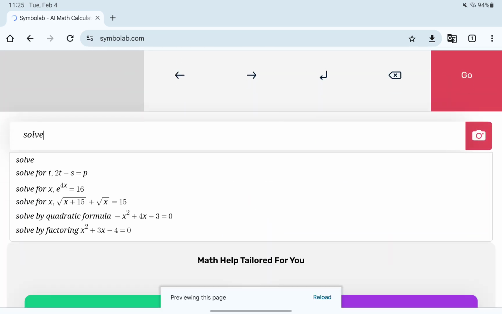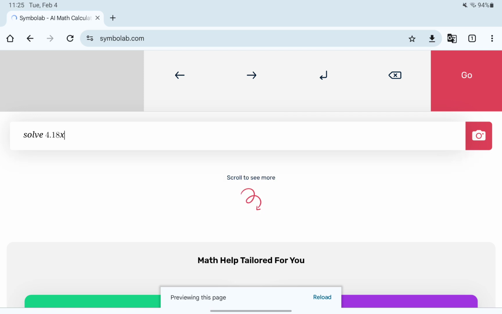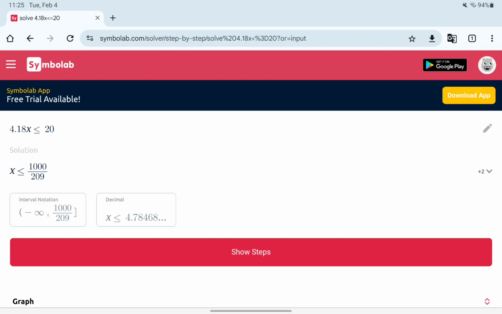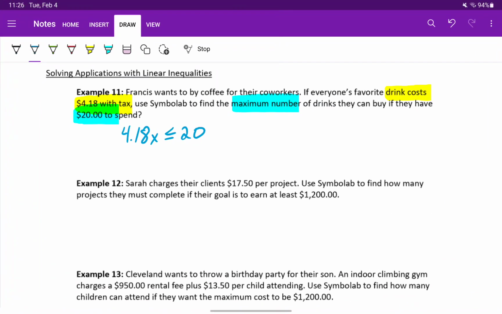Then in Symbolab, we can solve 4.18x, use the less than symbol, and then the equal symbol to get less than or equal to 20. And we're given our results in a few different formats here. We'll use that decimal value of 4.7847 once we round it, which tells us that x has to be less than or equal to 4.7847.